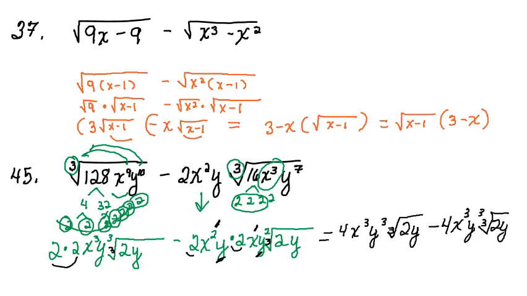2y, and look at that. We have a 4 x cubed y cubed minus a 4 x cubed y cubed leaves us with a 0, and the 0 in front of any radical would just leave us with 0 anyway. And looky here, we did all that work just to get nothing.